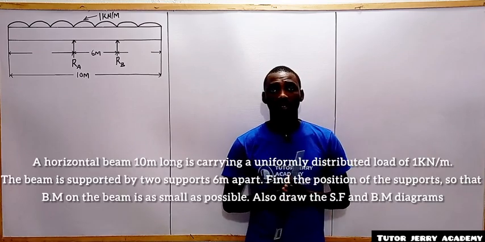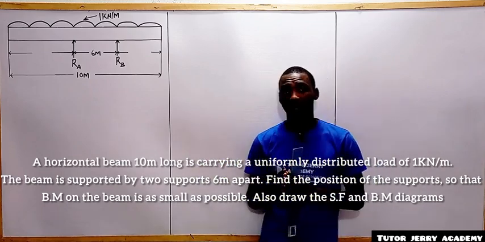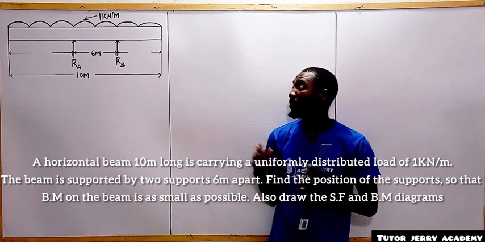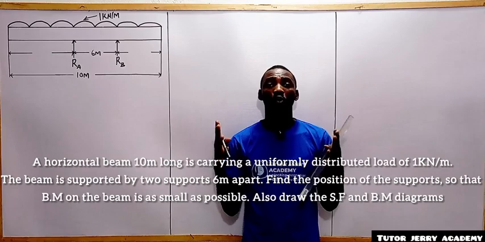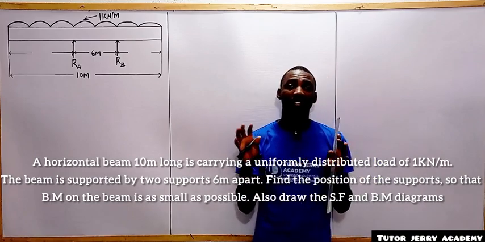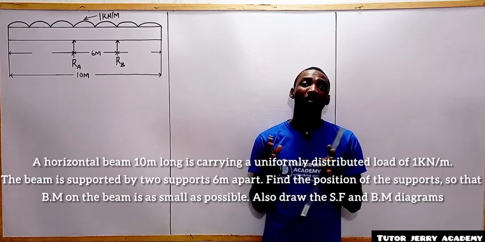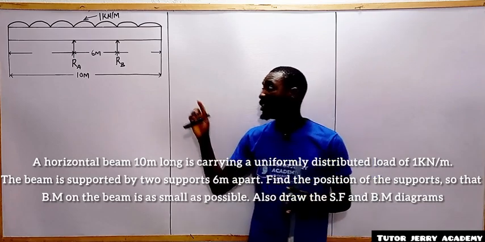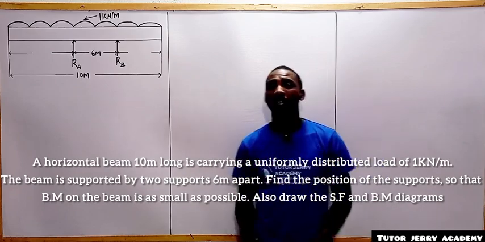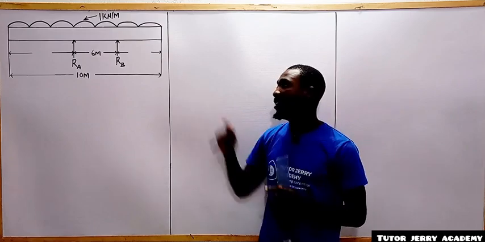All right, you can see the question on your screen, and the question says a beam is 10 meters long and it's carrying a uniform distributed load of 1 kilonewton per meter, and it has two supports which are 6 meters apart. So we want to find the position of the beam where the bending moment is as small as possible, and then we are going to be drawing the shear force and the bending moment diagram. So that is just the question. This diagram will not be provided for you, so you use the information on your screen to draw this diagram.